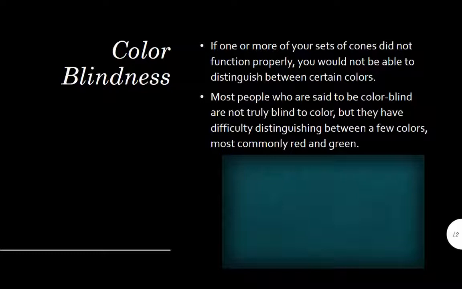And so the only way you can get a colorblind female is if they have 2 bad X chromosomes to have this deficiency, which is much less likely to happen. So let's go ahead and watch a little video talking a little bit about colorblindness.